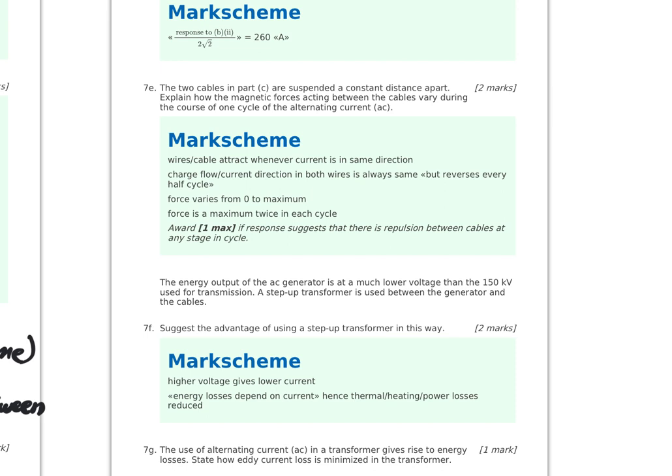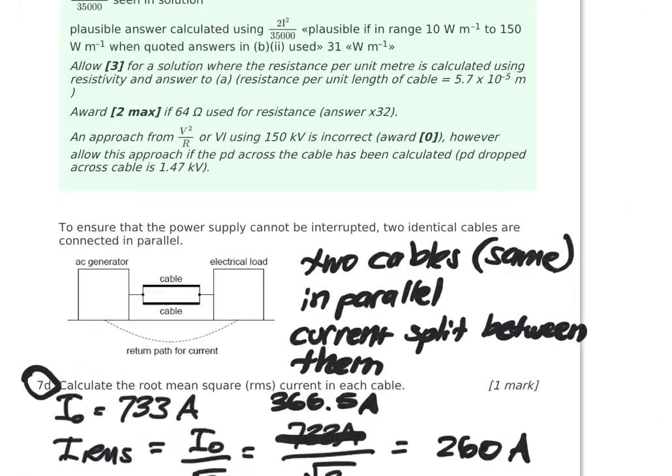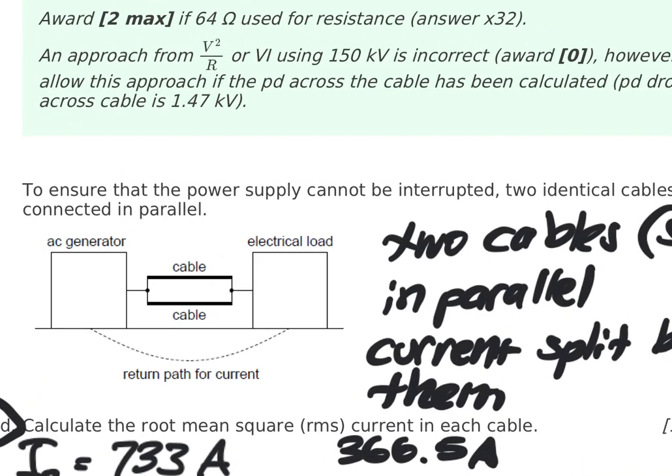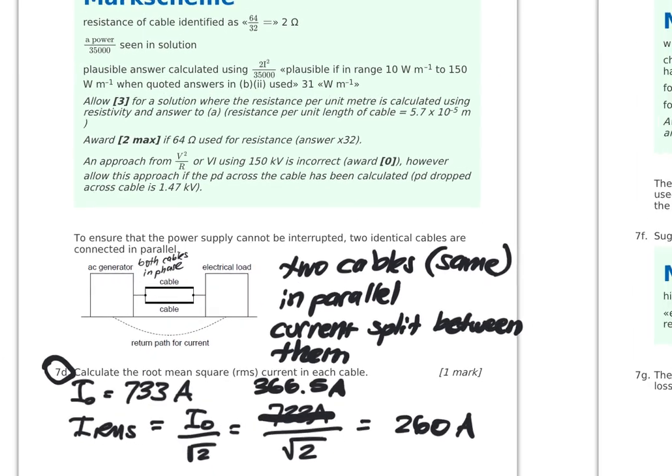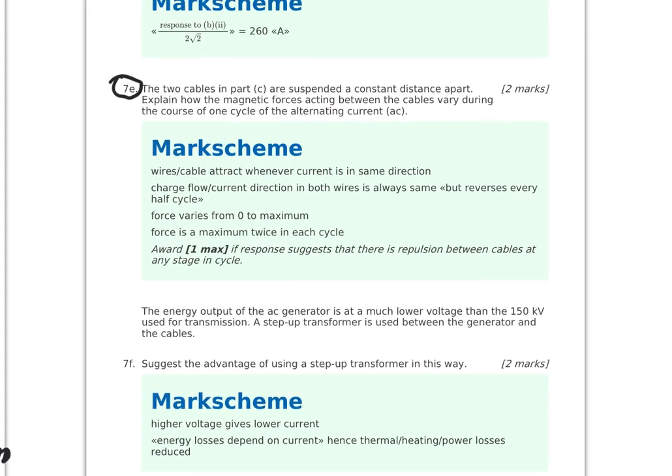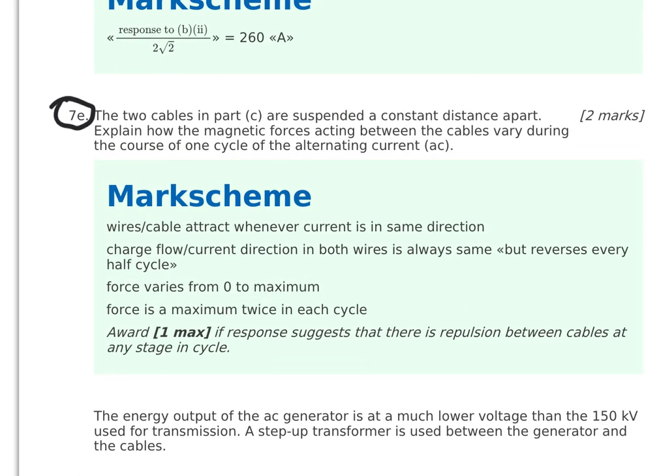So it says 2 cables suspended a constant distance apart. How can the magnetic forces between the 2 cables vary during the course of 1 cycle of the AC? So if we look at the parallel connection, the alternating current is hitting both cables at the same time. So both cables are going to be in phase with each other. It's not like one cable is going to be completely out of phase from the other cable. Both cables will be in phase because the current is just split between them from the AC generator to the load. So it says the cables attract each other whenever current is in the same direction.